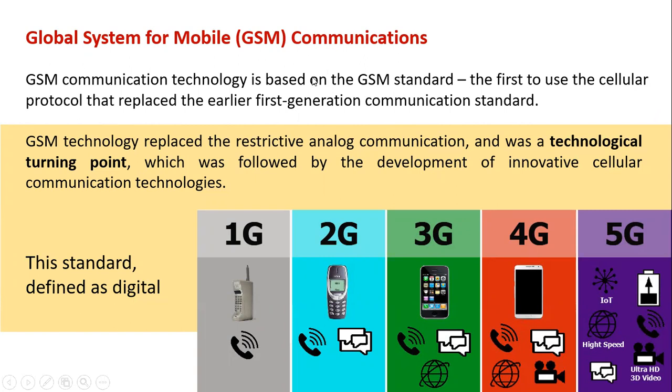In this GSM technology, this was followed by the cellular technology, and this standard was defined as digital. So they started digital communication using GSM. The first generation mobile phone was able to make voice calls only. Again, in the second generation, I have also used this kind of mobile phone, a Nokia phone. Using this mobile phone, we can just take a phone call, and we can also send a text message.